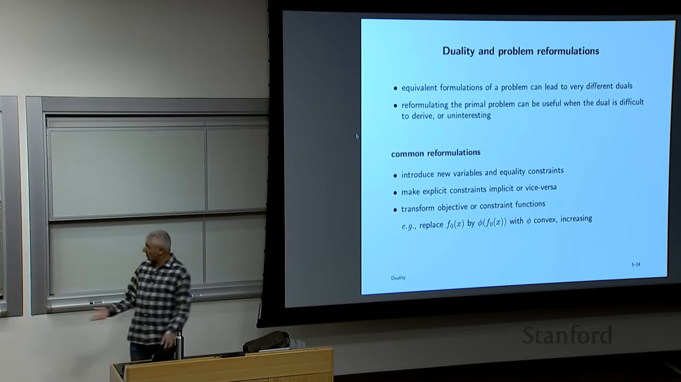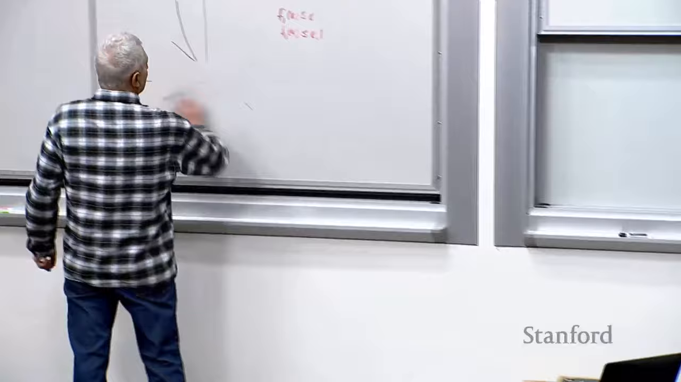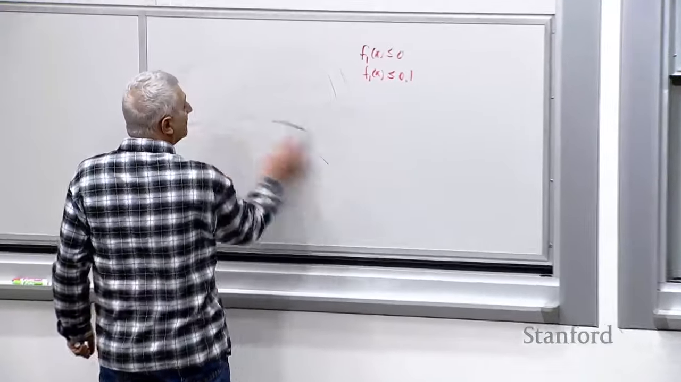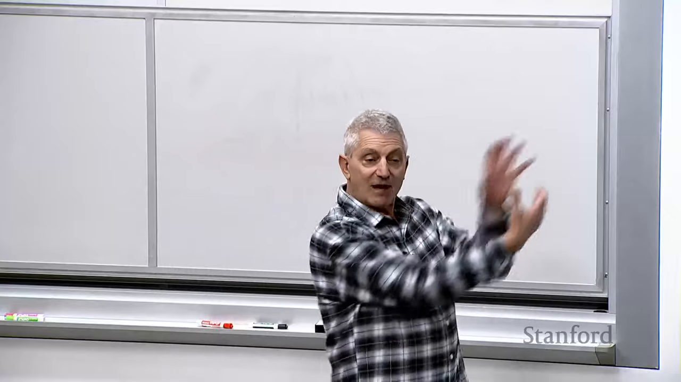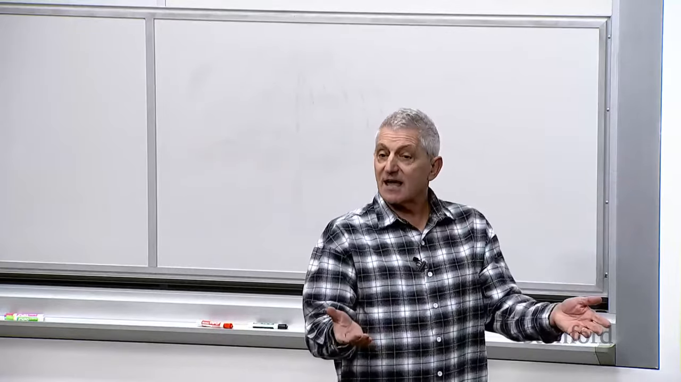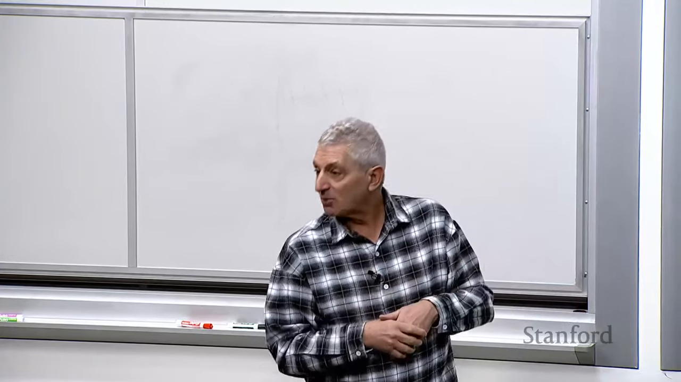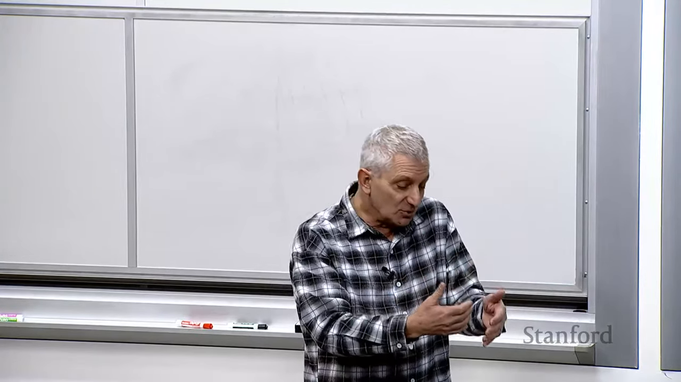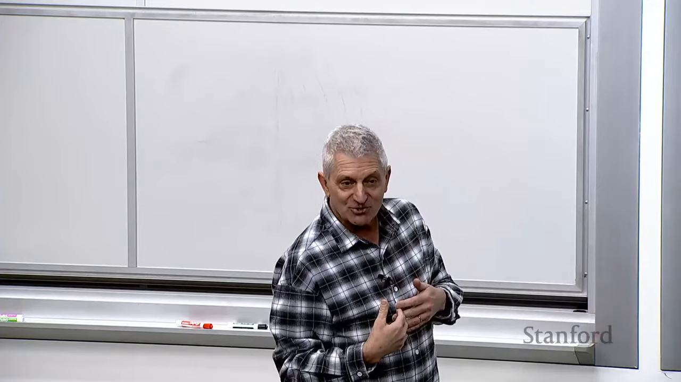First, let me start with what the issue is. Remember that we have problem reformulations. You take a problem, and then you have an equivalent problem. In computer science, you call that a reduction. We just call it an equivalent problem. What it means is, if you can solve the other problem, then there's a way to reconstruct the solution of the original one.